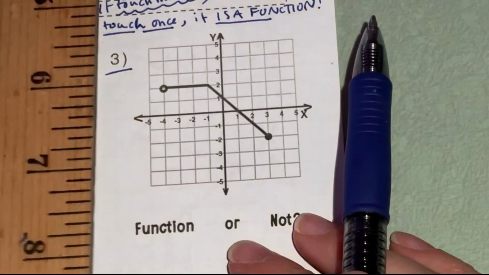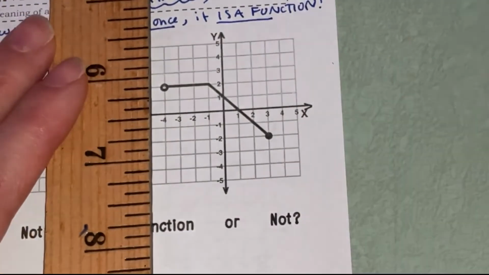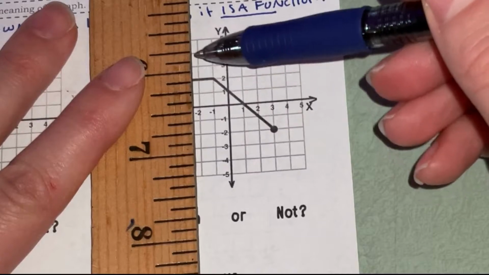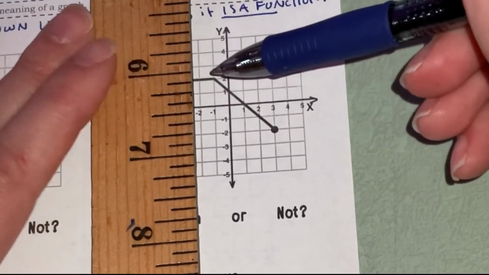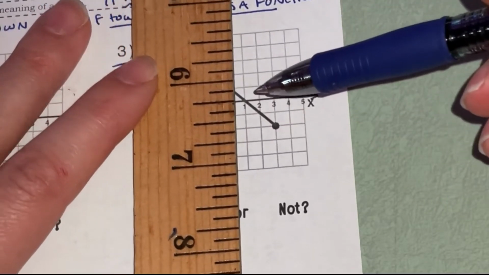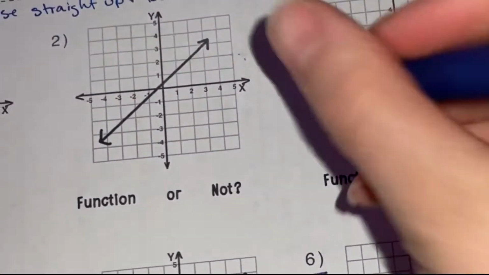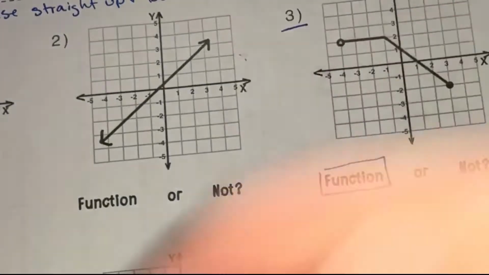So I have a straight up and down line. I'm going to use a ruler this time. And look, here it's just touching once, and that function's only passing through this up and down line one time, one time, still just one time. Okay, so it was once the whole time, so that means it is a function.